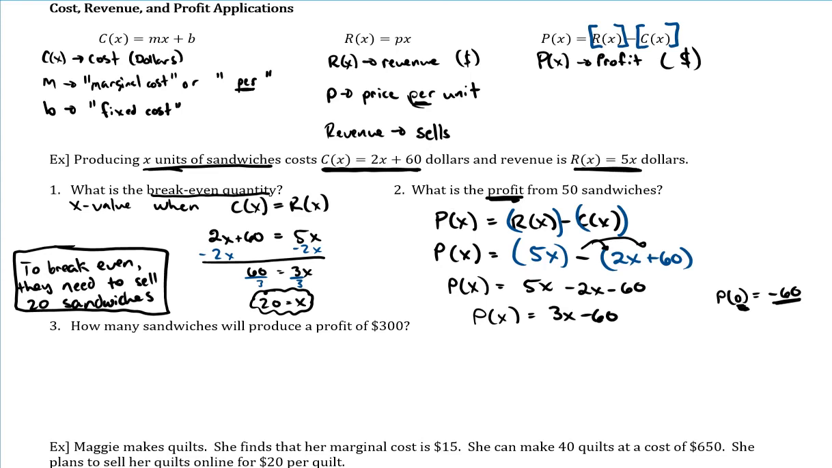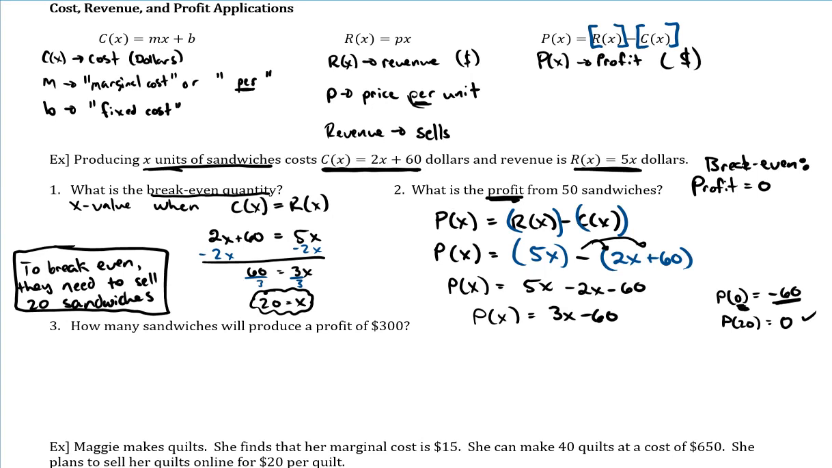Also, you can quickly check the break even. Sometimes they ask for the break even later, but if we plug in 20, notice it would be 20 times 3 is 60, minus 60 is 0. So we're saying we've got 0 profit so far. We haven't lost money, we haven't earned money. Selling more than 20 sandwiches would put it into the positive. Less than 20 would be a negative. So this is also checking out. So that's another way to find the break even: when the profit equals 0, that's another way to find the break even point.